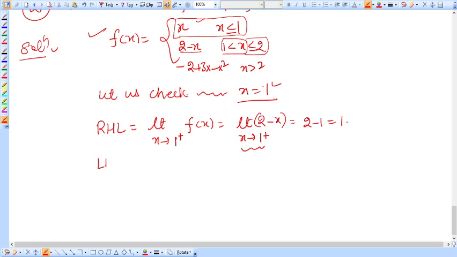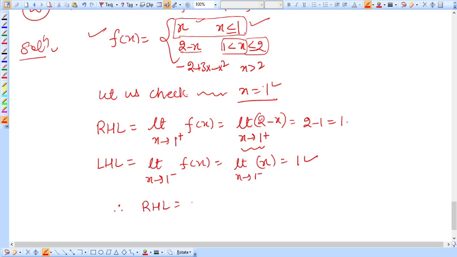Now let us try to find out left hand limit. So left hand limit would be limit of x tending to 1 from the negative side, that is from left hand side f of x. So here I have already told you that this definition will be followed when x is lesser than or equal to 1, right? So therefore it would be x, then x, which is also equal to 1. So therefore right hand limit is equal to left hand limit is equal to 1, therefore you can write limit of x tending to 1 f of x is equal to 1.